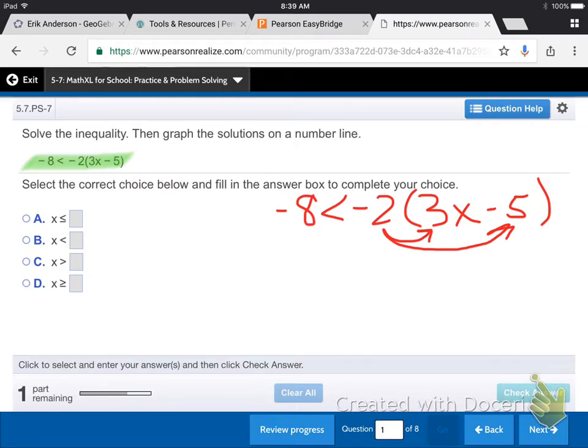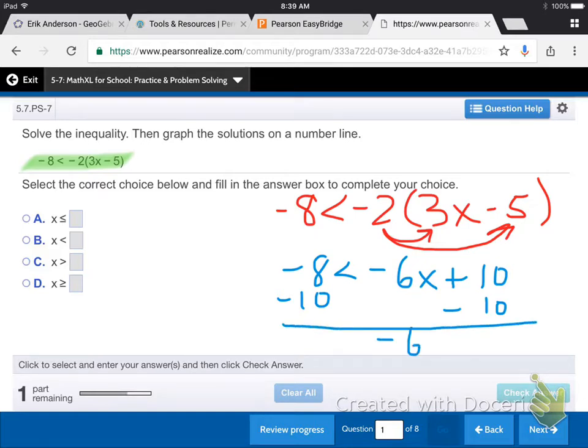So let's do that first. We'll write this in a different color. Negative 8 is less than negative 6x plus 10. Yes, plus 10 because negative 2 times negative 5. Now, we're going to subtract 10 from both sides and bring down our negative 6x. And the inequality is still facing that way. And negative 8 plus negative 10 is negative 18.